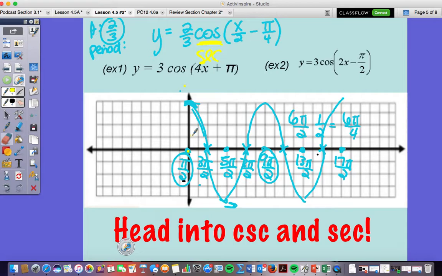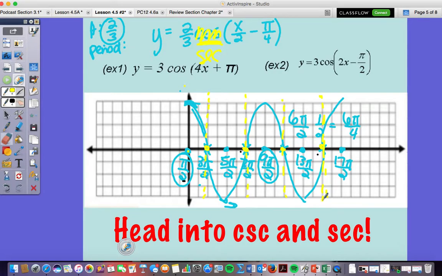Usually I do a different color because that's me. And then I know that cosine becomes secant by wherever it crosses the x-axis, I'm going to mark. Right where the x's are for the cosine, if it was sine, I would mark wherever it crosses the x-axis. And then I'm going to make a dotted line. Y'all remember this? Asymptote. Little asymptote. I love asymptotes.